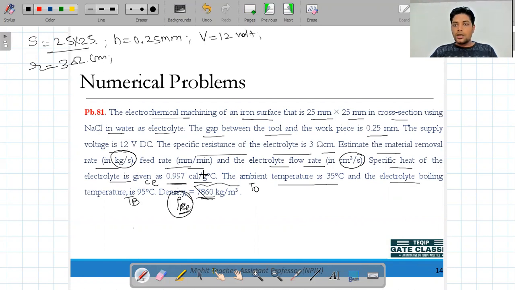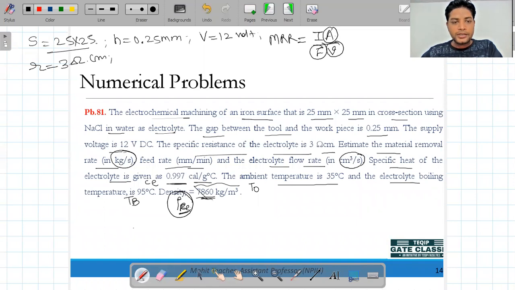Now, what we have to calculate first is the material removal rate. For the calculation of the material removal rate, we can write: material removal rate equals I into A upon F into V. We have to calculate in kg per second, so no need of rho. V is the valency, which is not given to us, but it is for the iron. I told you in the last problem as well that if it is not given, just consider it 2, and the atomic weight will be 56.